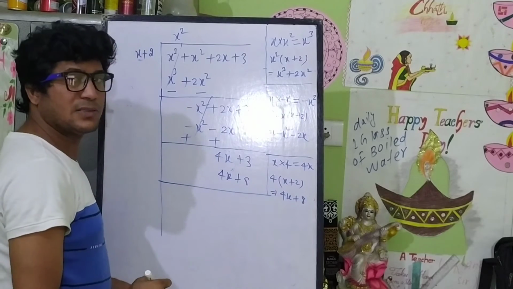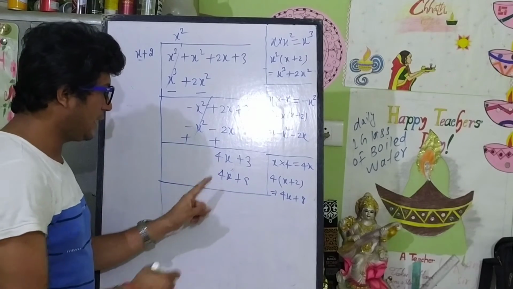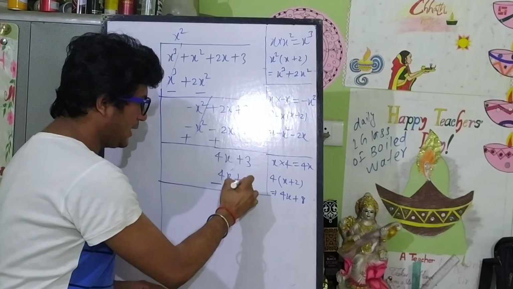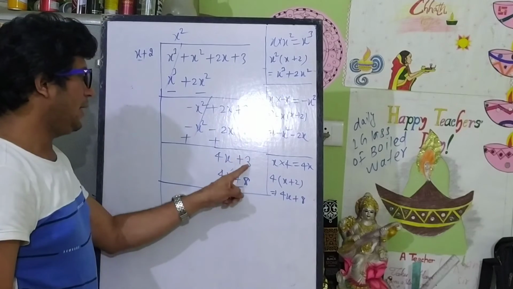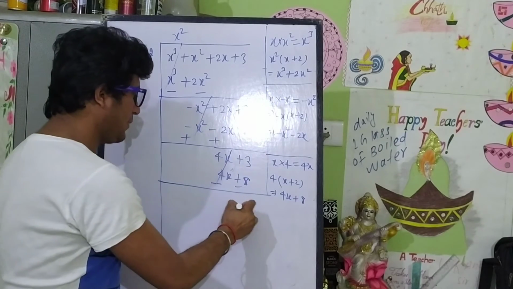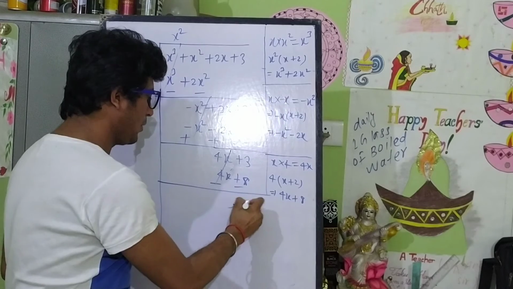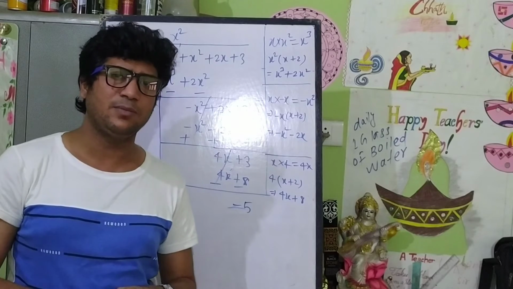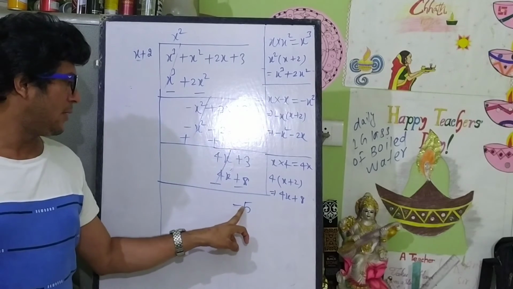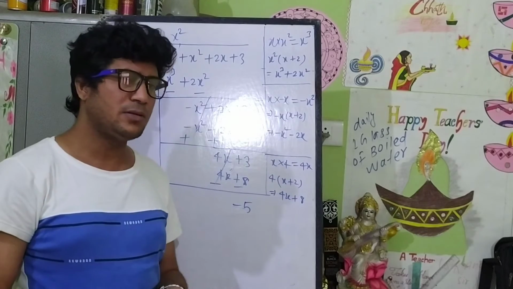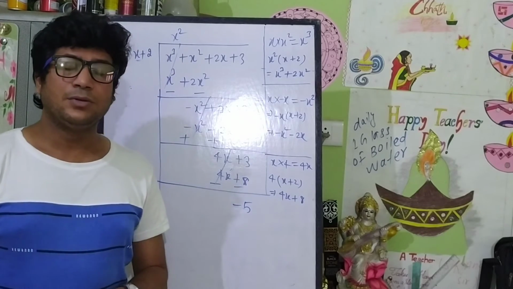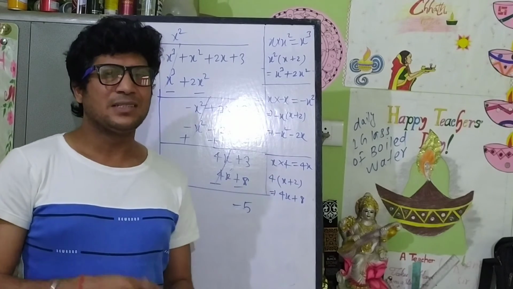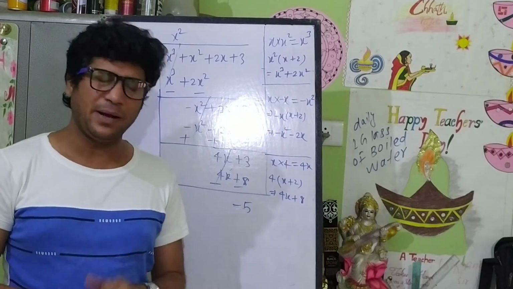After this we subtract. Both are positive, so we change the symbol: this is positive, so negative; this is positive, so negative. Now 3 minus 8, this is cancelled. 3 minus 8 is minus 5. You have already seen in the previous calculation, by using the remainder theorem, the remainder is minus 5. And by the actual division method also, the remainder is minus 5.